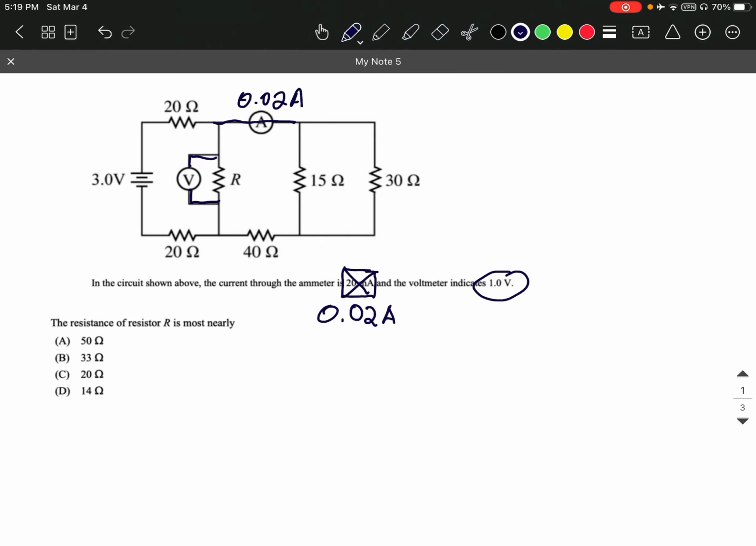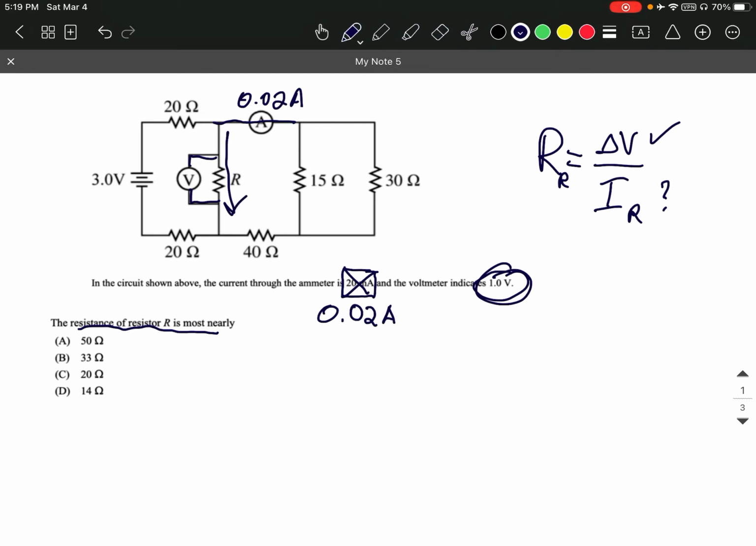This question is asking for the resistance of resistor R. Now, the only thing we're missing to solve this by Ohm's law, since I know the voltage drop is 1 volt, is the current through R, and then I would know the resistance of R. So you sort of have to work backwards and think, okay, I need to figure out the current on this pathway.